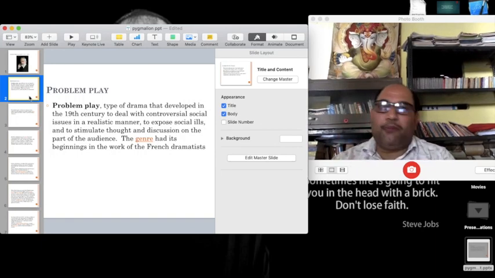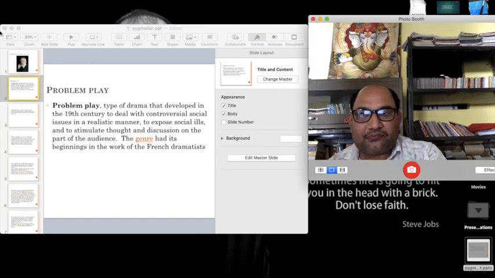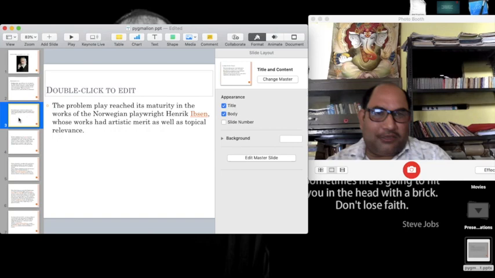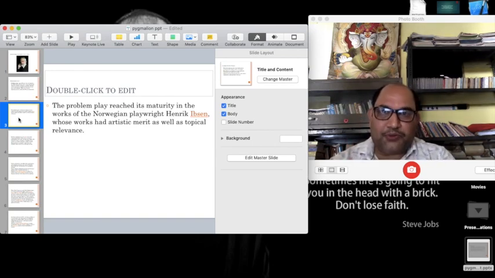The genre of the problem play had its beginning in the works of the French dramatists. But these problem plays actually got their maturity in the hands of a Norwegian playwright, Henrik Ibsen. And maybe at UG level, you must have studied the play A Doll's House. Now, the plays of Ibsen had the artistic merit and also the topical relevance.